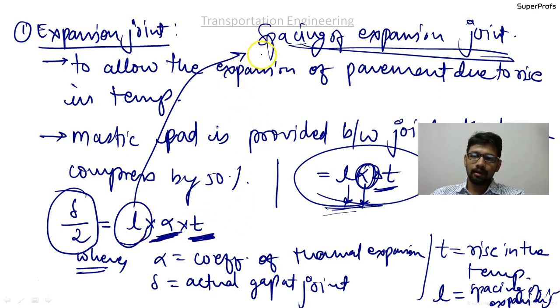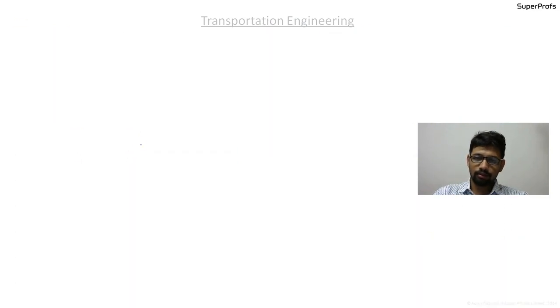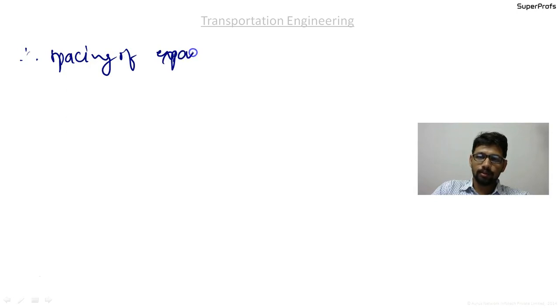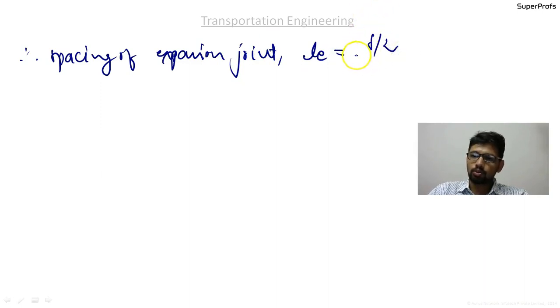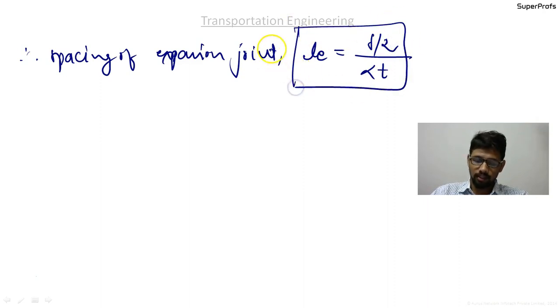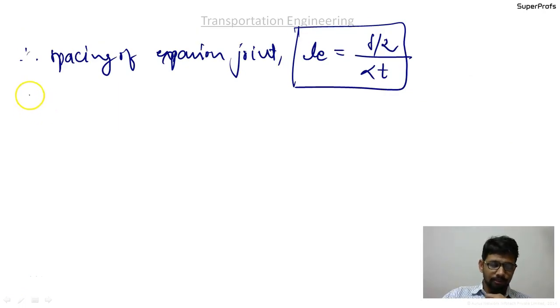So please write a heading that spacing of expansion joint is given by formula. From this formula, therefore, spacing of expansion joint is given as L suffix E is equal to delta by 2 alpha T. Okay, so this is sufficient to discuss the spacing of expansion joint. We will take up a numerical example based on this. So please write down a question based on this.